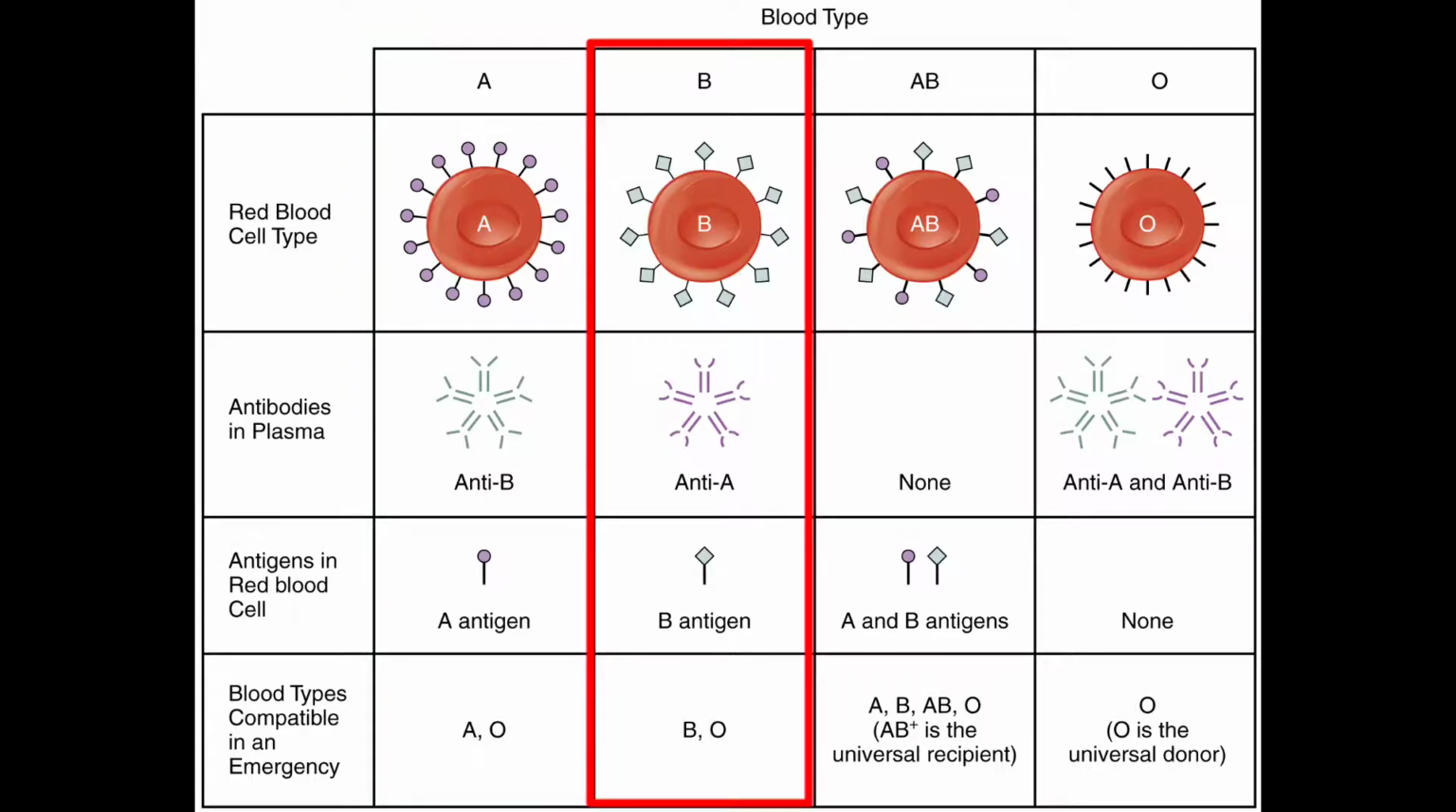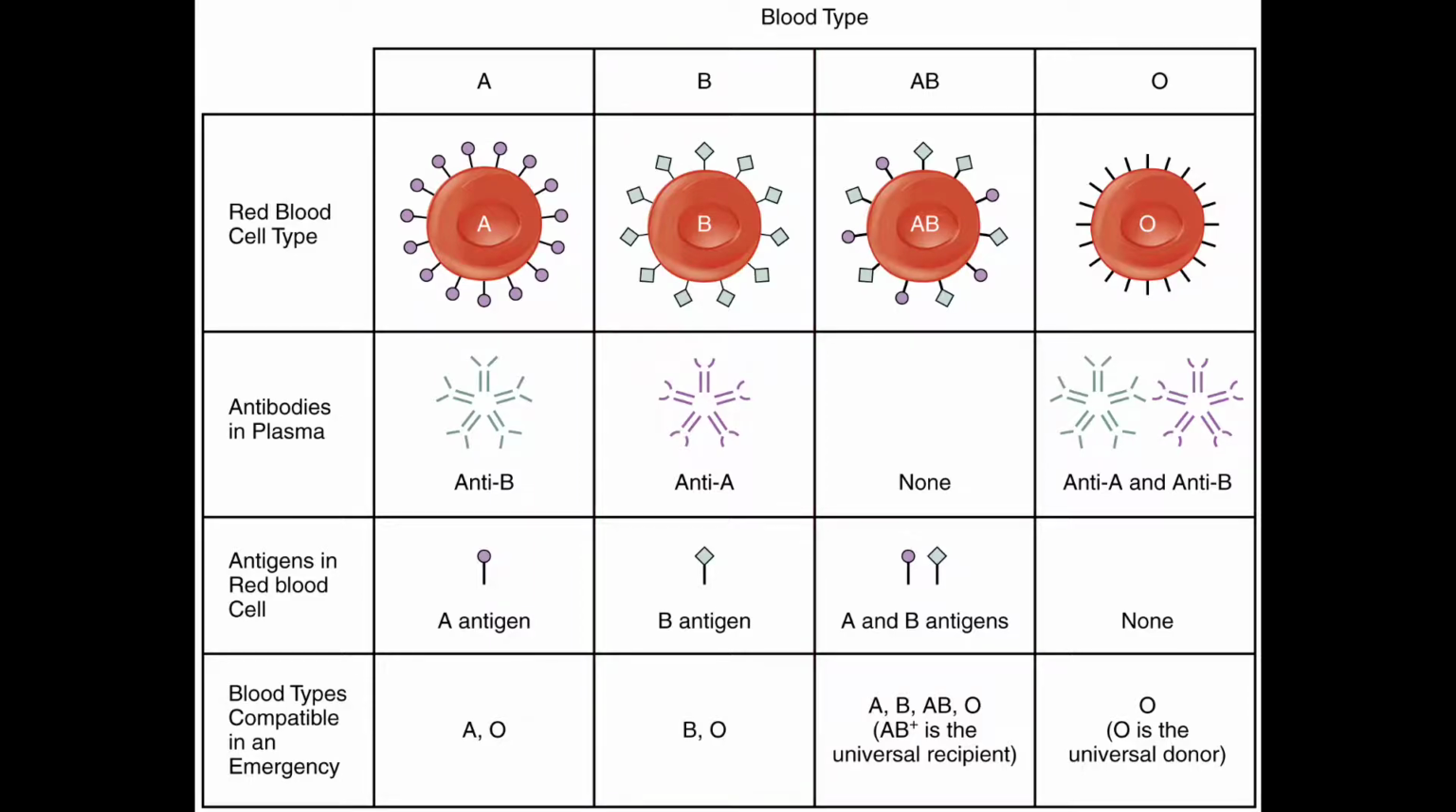Now red blood cell type B has anti-A antibodies in the plasma and B antigens on the red blood cell. So the blood types compatible in an emergency with the B blood group are B and O. The AB red blood cell type has no antibodies in the plasma. The antigens on the red blood cells in the AB type are A and B antigens. So the blood types compatible in an emergency with the AB blood group are A, B, AB, and O. So the AB blood group is the universal recipient.